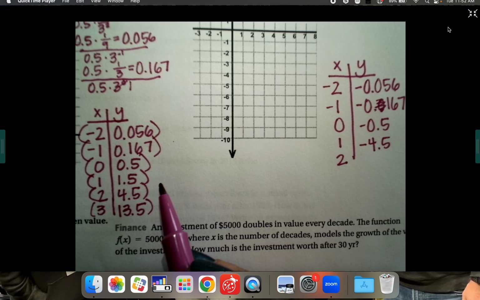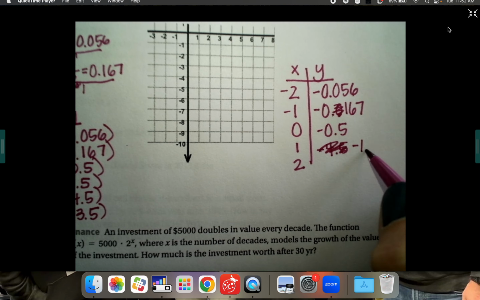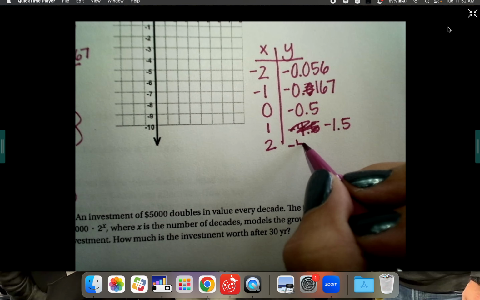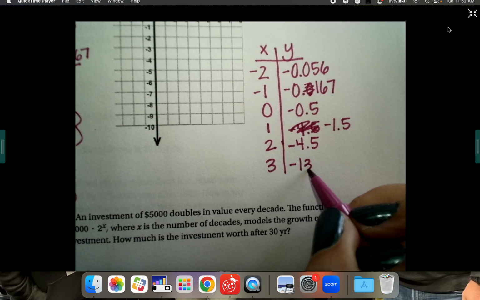What did I do wrong? I left out 1.5. Sorry. Guess I should have worked these out. I'm just trying to look at my little table over here. -4.5 is next. And then I know we didn't go to 3's, but that would have been -13.5.